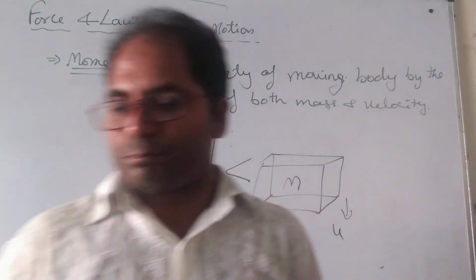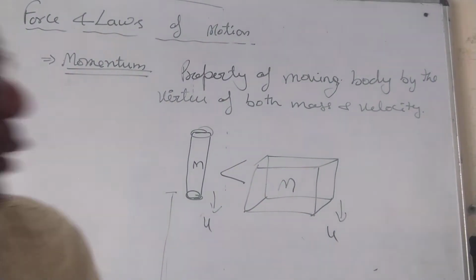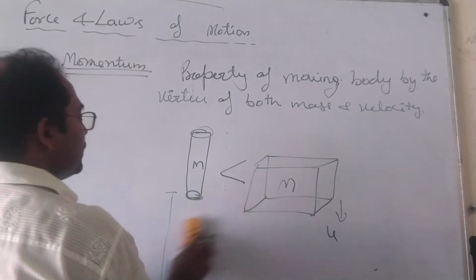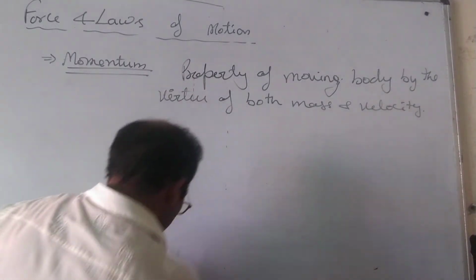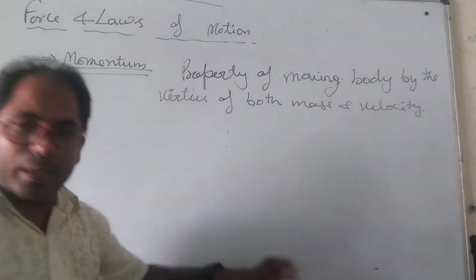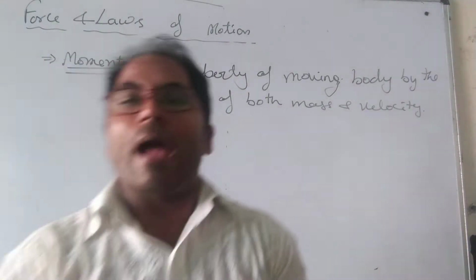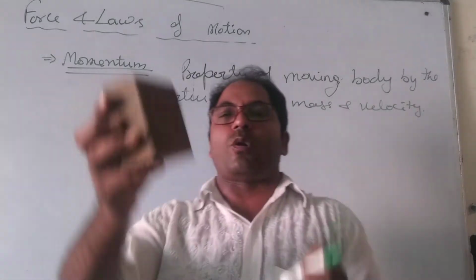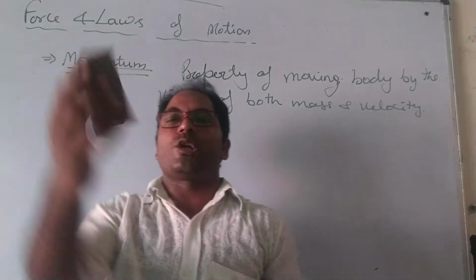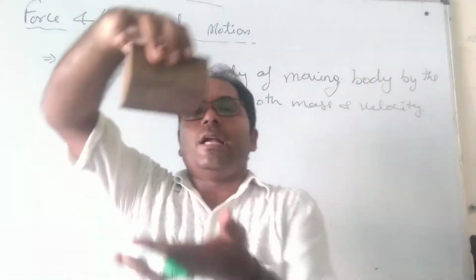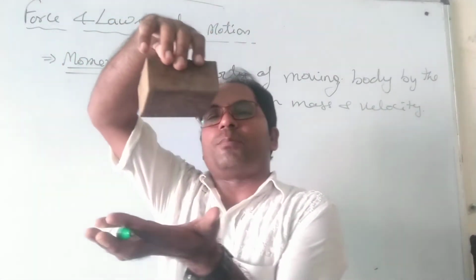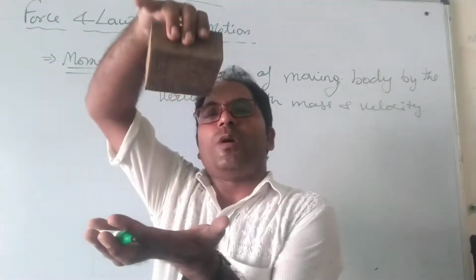So this is one thing, that the momentum depends on the mass. Now, second, I am going to explain how it depends on the velocity. And I will explain the definition of momentum properly also. Now I have taken this object only, a single cuboid shape object. Now from this height I am going to drop this one.